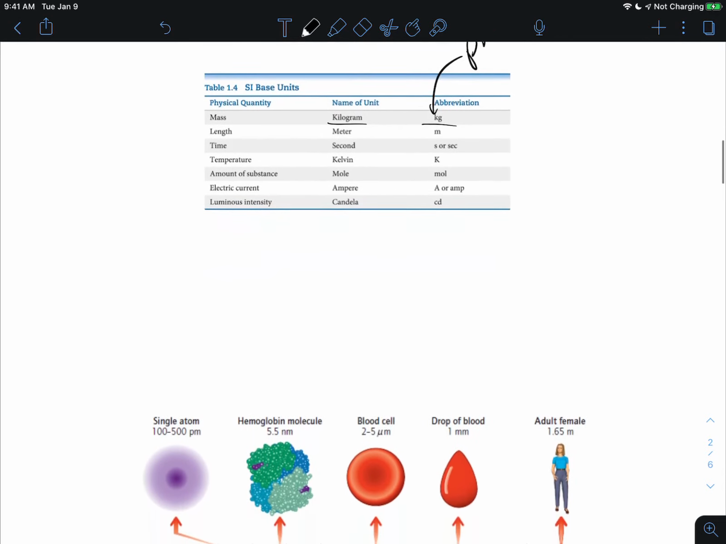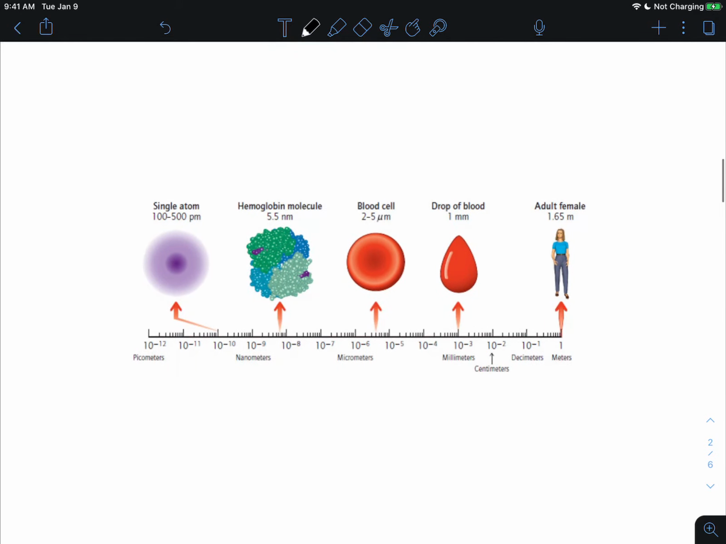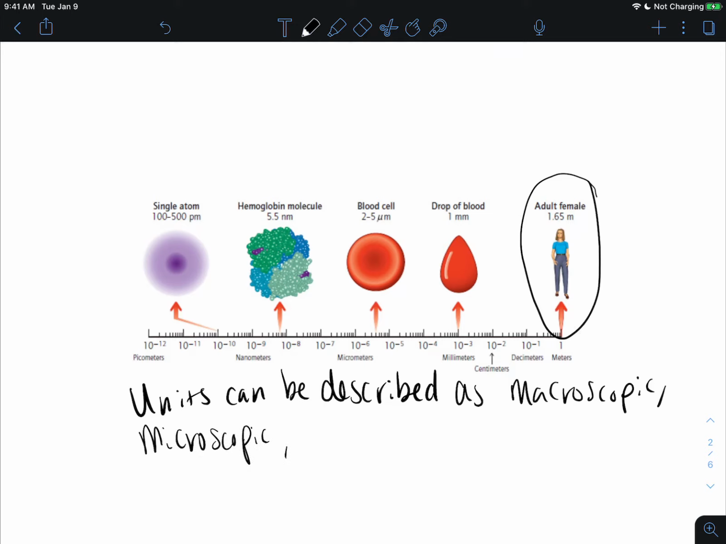So with our SI units, we're looking at more macroscopic types of structures. So let's look at what other types of units we can look at. If we have macroscopic, that means we're talking about very large things, such as the size of a person. But we can have units that are described as microscopic or atomic as well. So units can be described as macroscopic, microscopic, or atomic.